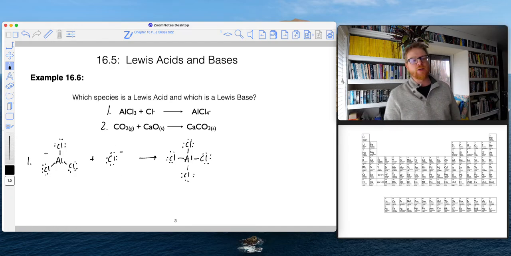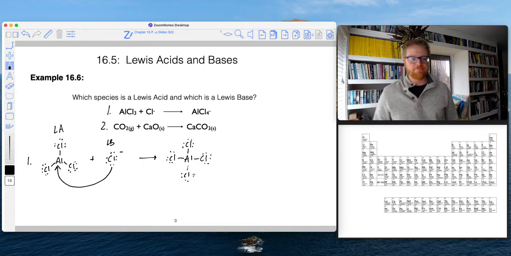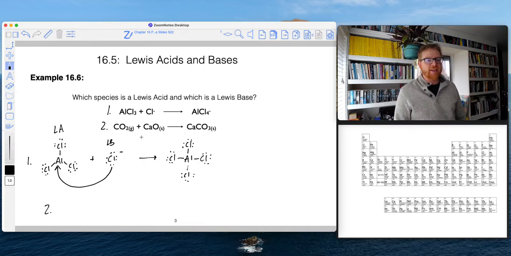Okay? So you can see what happens is we're creating a bond from aluminum to chlorine, right? And because chlorine has all of these electrons to give, we recognize that chlorine has to be the Lewis base, so I'll say Lb, and aluminum trichloride has to be the Lewis acid because that's what's making that new chemical bond. Okay? Let's look at the second reaction.